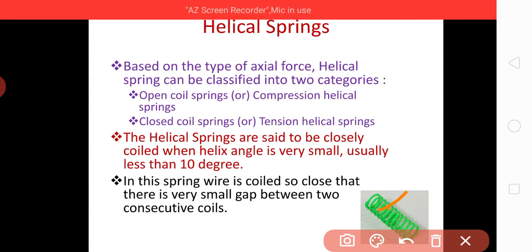Helical springs are said to be closely coiled when the helix angle is very small, usually less than 10 degrees or less. 10 degrees is the criterion for a helix angle to be open coil or closed coil. In this spring, wire is coiled so close that there is a very small gap between the two consecutive coils for the closed coil helical spring we are talking about.